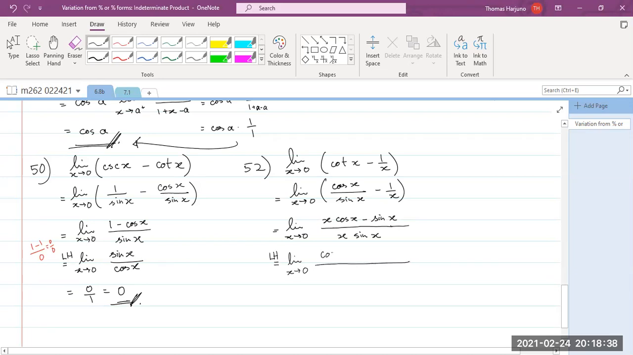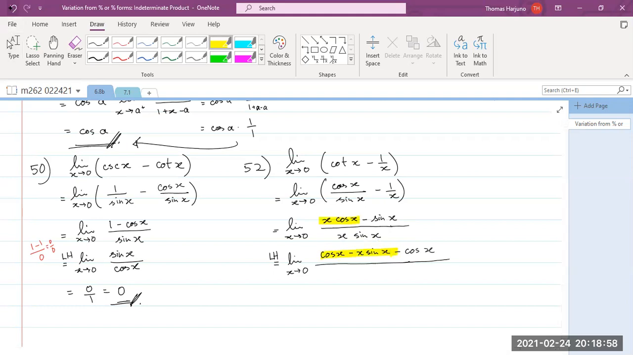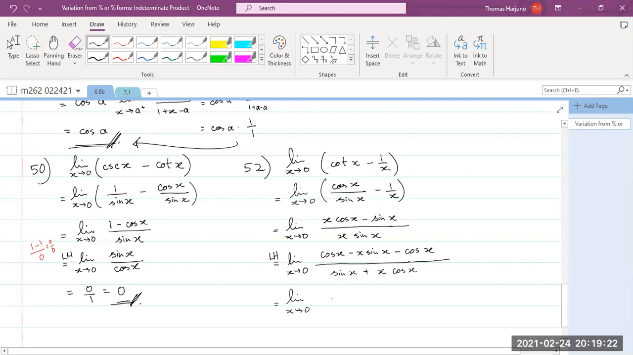On the top, I will get cosine x minus x sine x minus cosine. Oh, that's really nice. Not bad. Right, I did product rule here. So the derivative of this give me this. Right? Okay. On the denominator, however, when I do product rule, I will get sine x plus x cosine x. But then on the top, something cancel. We get negative x sine x over sine x plus x cosine x.